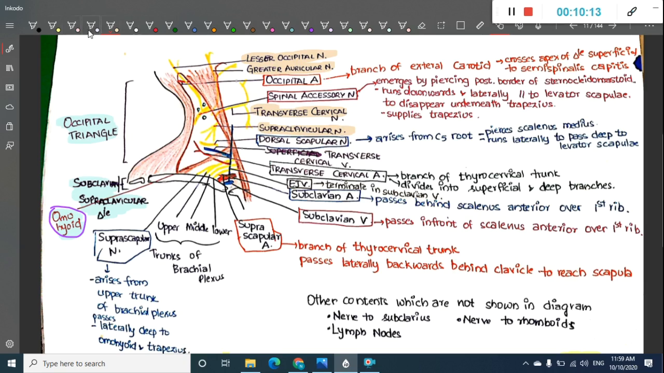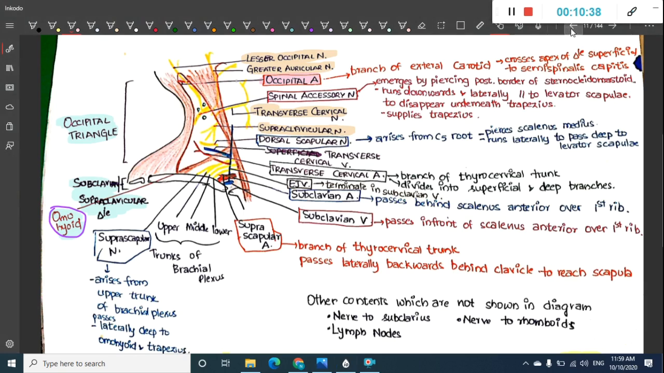The others are also contents. One is the occipital artery. The occipital artery is a direct branch of the external carotid artery, and it crosses the apex of this triangle. This is the apex. It crosses the apex of this triangle superficial to semispinalis capitis.